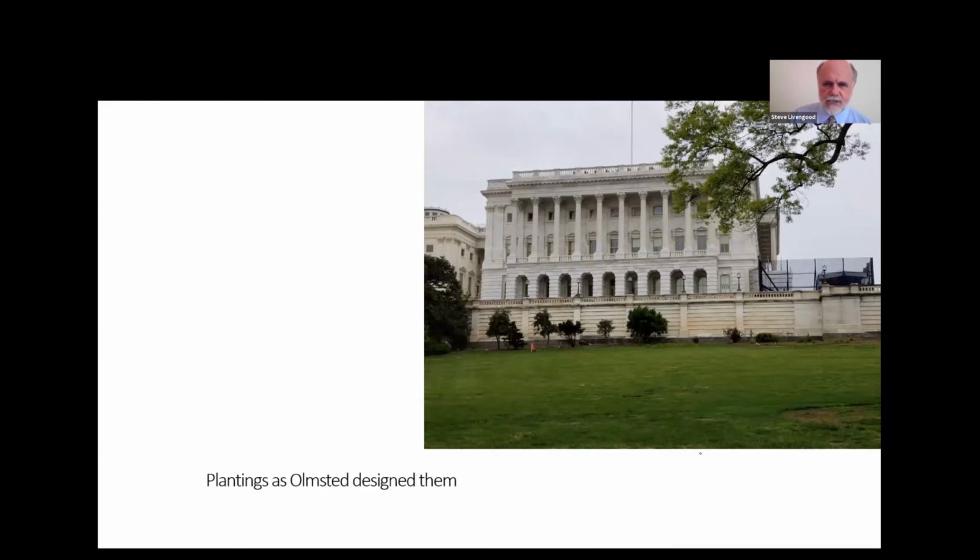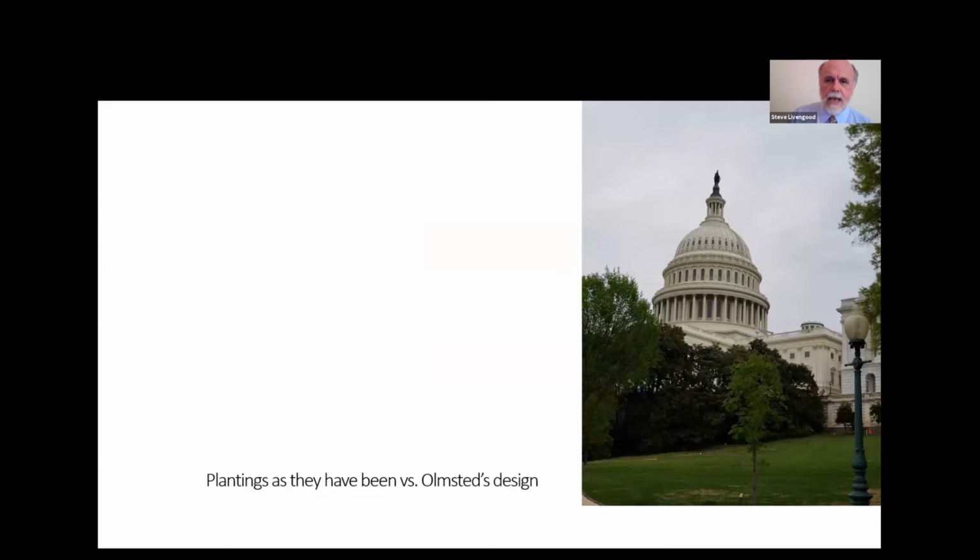Here you can see the house side again. You can see the low plantings. These are the new ones that they've just put in. And here you can see what it looked like before. The terrace is hidden by these overgrown plants. Some of these, I think, are magnolias. And so little by little, they are restoring the plantings around the terrace to emphasize the terrace instead of hiding it.